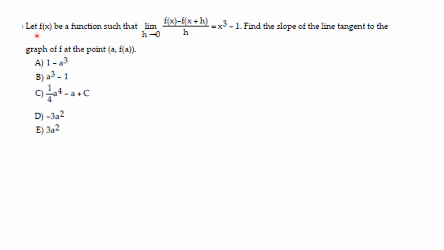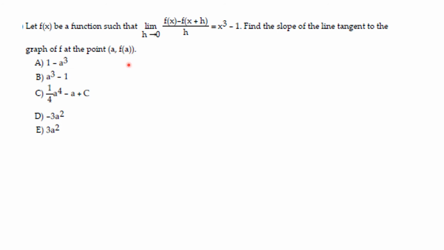Let f of x be a function such that the limit as h approaches 0 of f of x minus f of x plus h, divided by h, equals x to the power 3 minus 1. Find the slope of the line tangent to the graph of f at the point a, f of a.